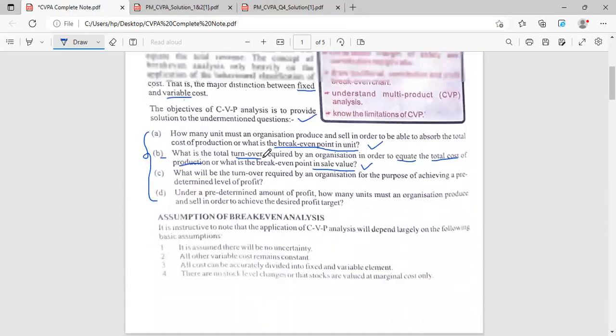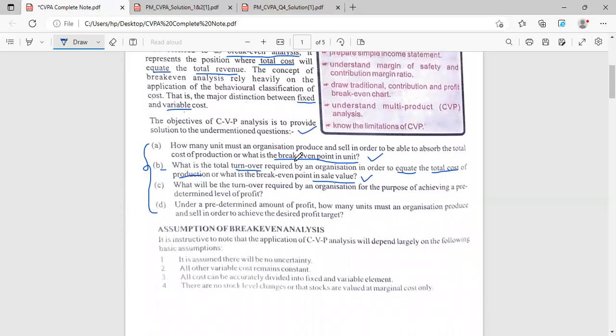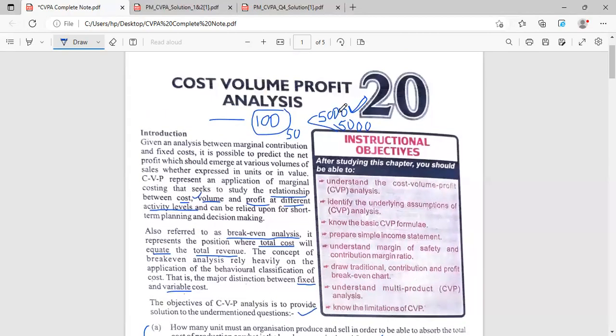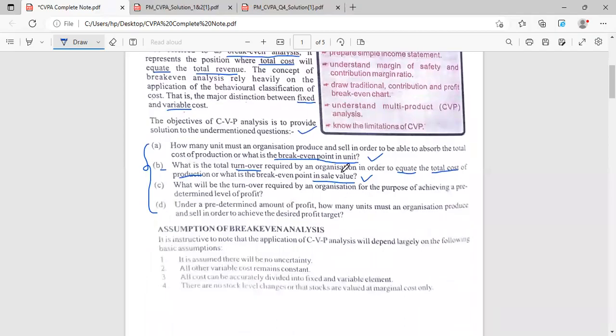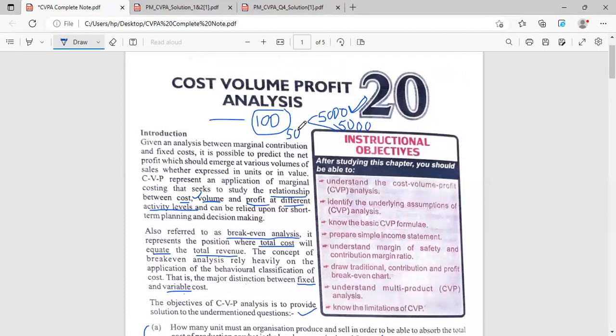Good. So we have been able to understand that CVP analysis can be used to get what? Break-even point in units, which means the total units you need to produce for you to get back the total cost that you have incurred. Then break-even point in value means how much should you sell a unit of your product so you'll be able to get the total cost that you have incurred.